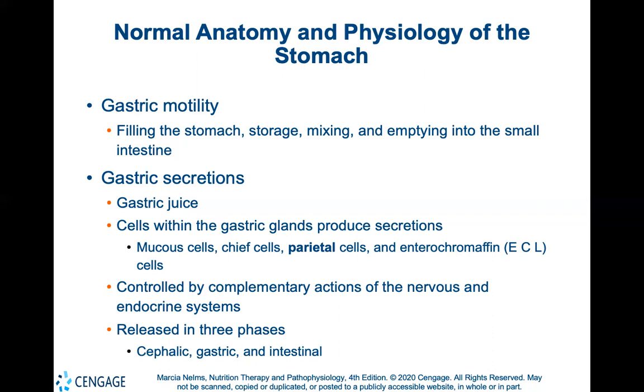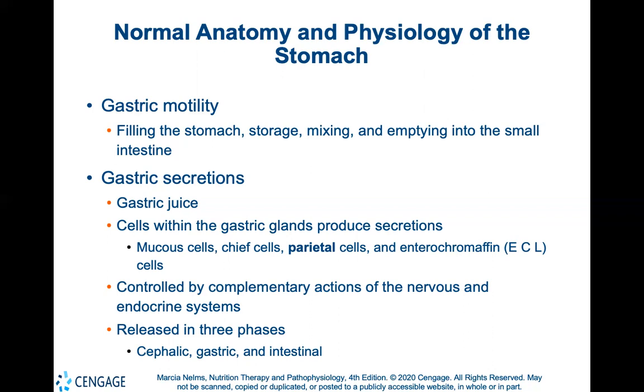Control of gastric secretion is accomplished through complementary actions of the nervous and endocrine system and involves four major chemical messengers: acetylcholine, histamine, and gastrin, which stimulate gastric secretion, and somatostatin, which inhibits gastric secretion. Acetylcholine is a neurotransmitter that stimulates chief and ECL cells.